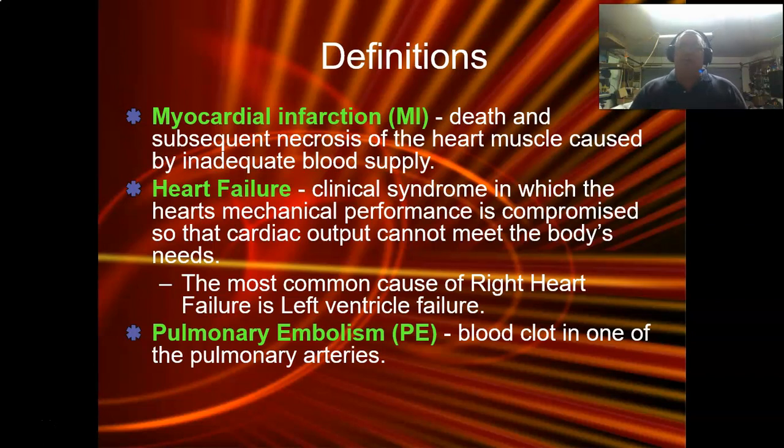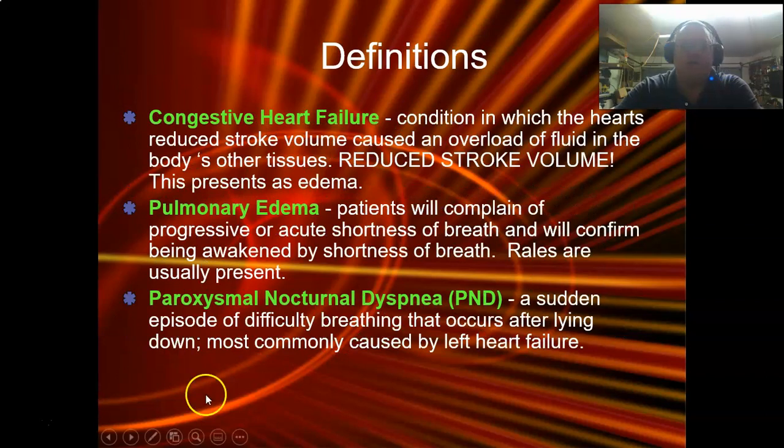All right, pulmonary embolism. This is a blood clot in one of the pulmonary arteries. It could be more than one, in which case it would be known as pulmonary emboli. Next slide, if I can get it to go.